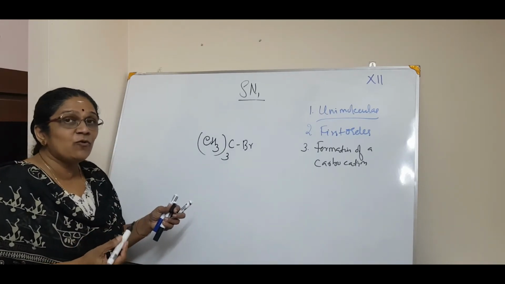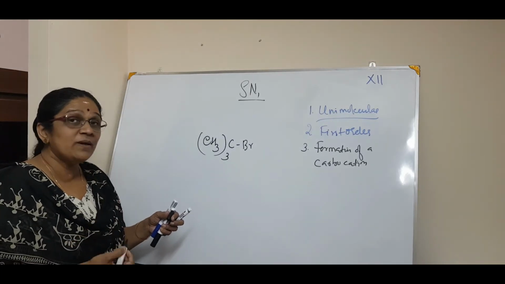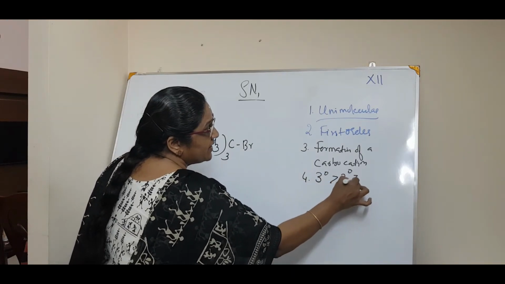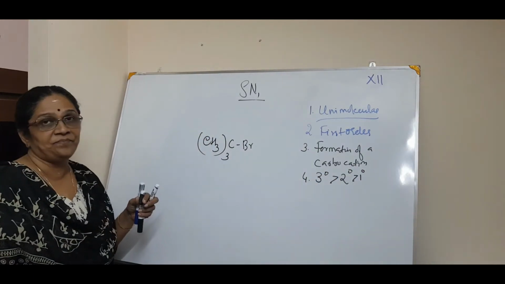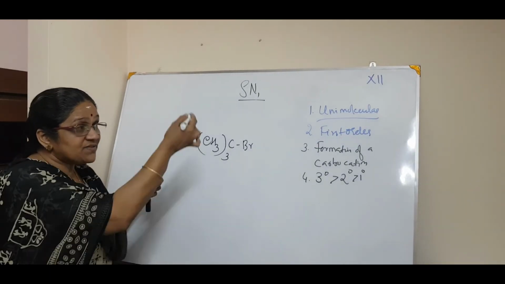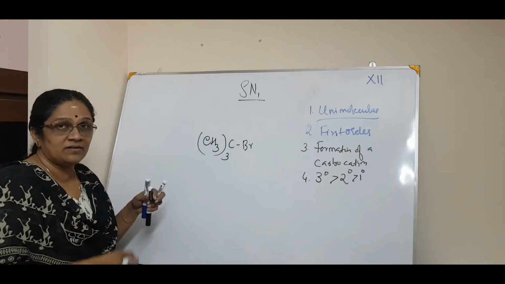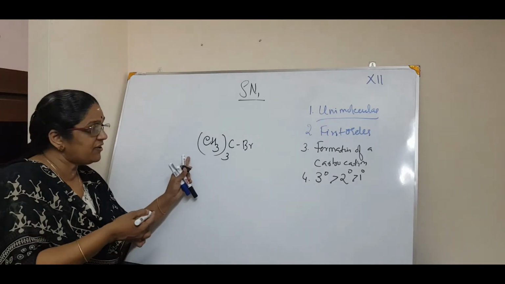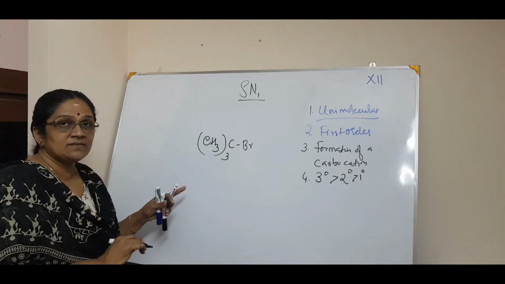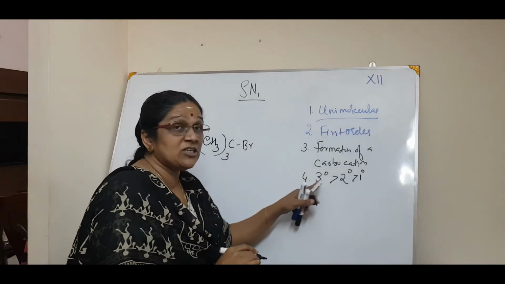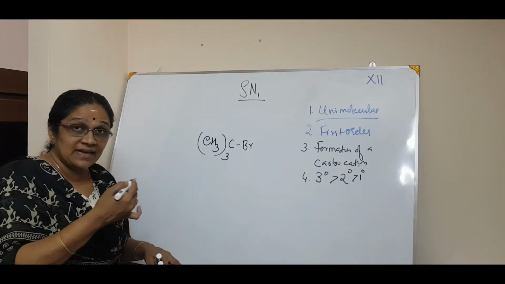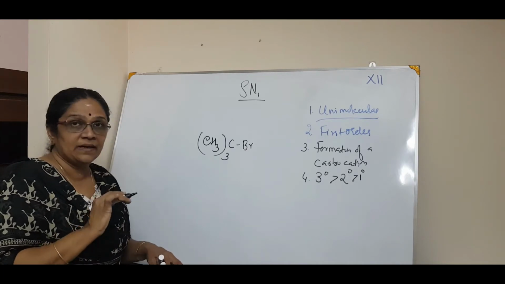The next point is the order of reactivity. Here the order of reactivity will be tertiary greater than secondary greater than primary. See how, if you know SN2, it is very easy to form SN1. I will give an example later of how the carbocation forms. First I am telling you the value points. It must be tertiary greater, because a tertiary carbon atom forms a carbocation more easily than a secondary or a primary.